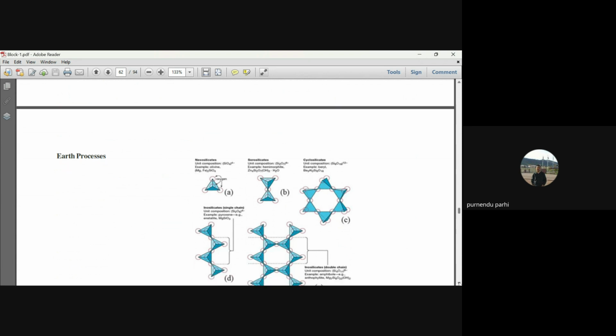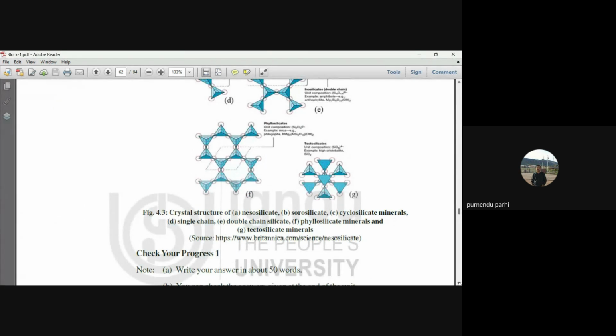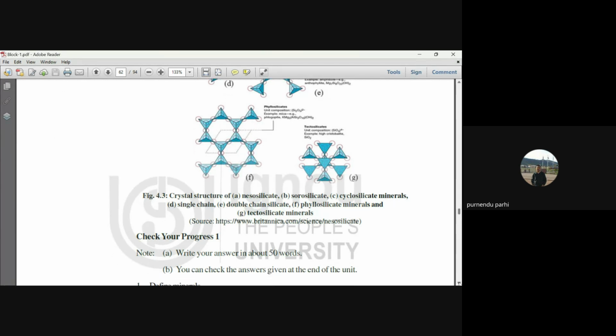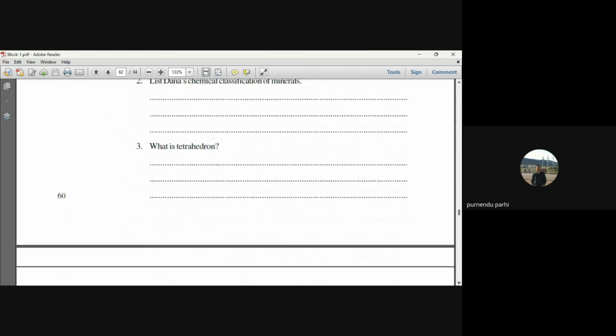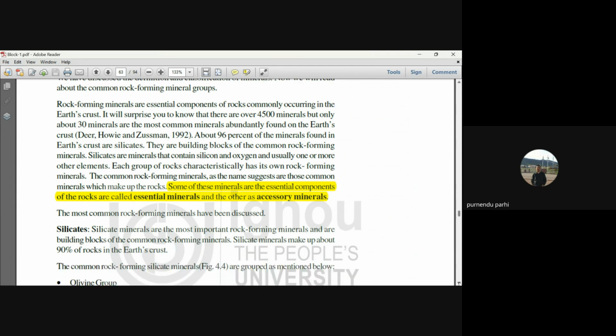So these are the different structures shown in this diagram for the silicates: nesosilicate, sorosilicate, cyclosilicate, single chain, double chain, phyllosilicate, and tectosilicate. Some of these minerals are the essential components of rocks and are called essential minerals, and others are called accessory minerals. The most common rock forming minerals have been discussed.